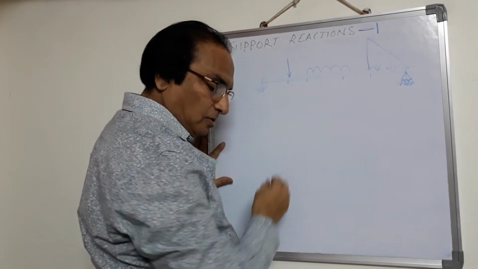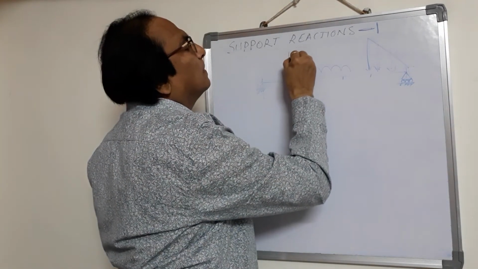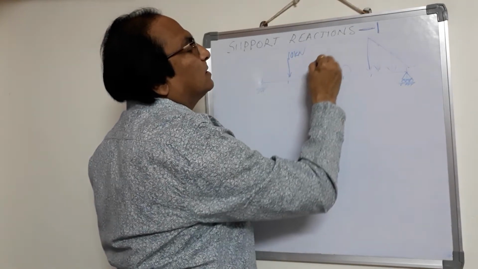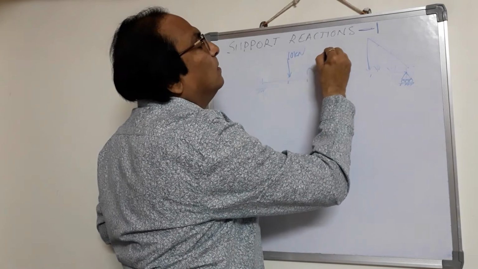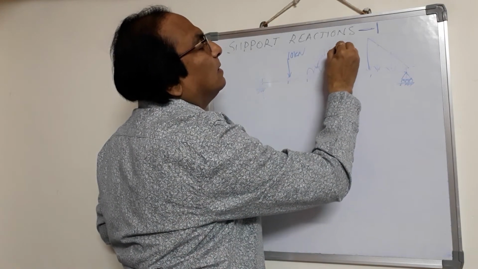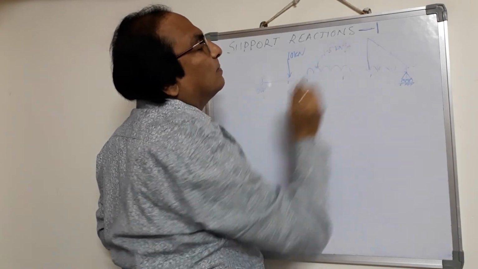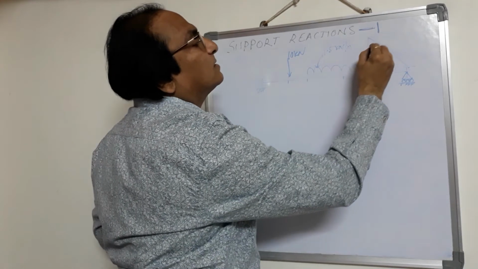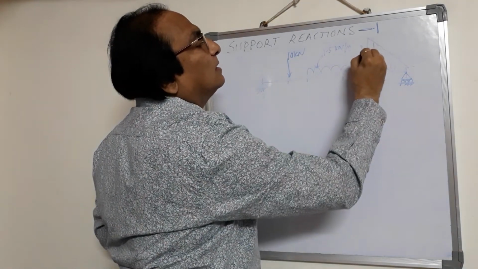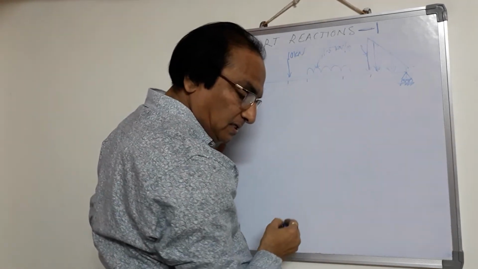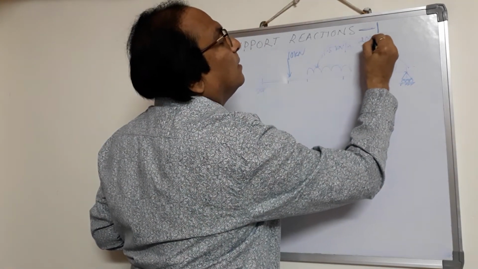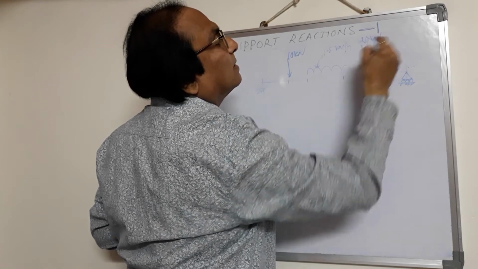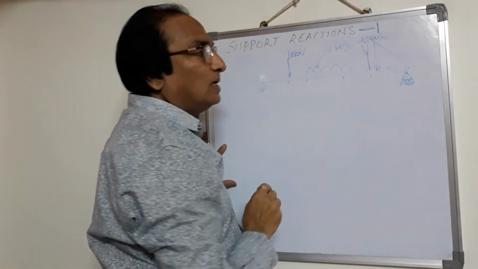Let the magnitude be 10 kilonewton. This will be 1.5 kilonewton. It is per unit length, per meter. And this uniformly varying load, the maximum ordinate here is 20 kilonewton per meter, and it is going to 0 at the end.